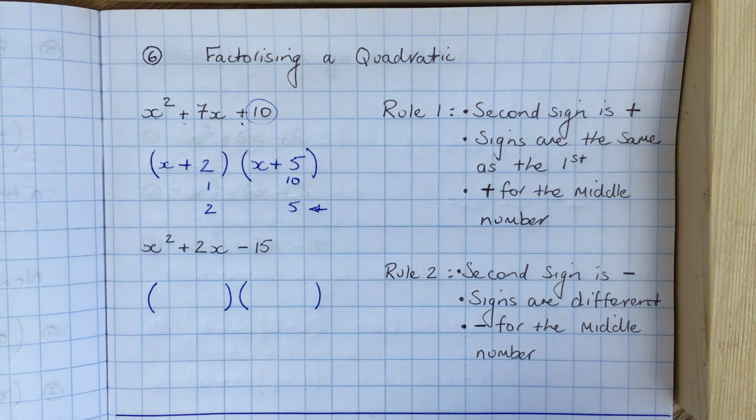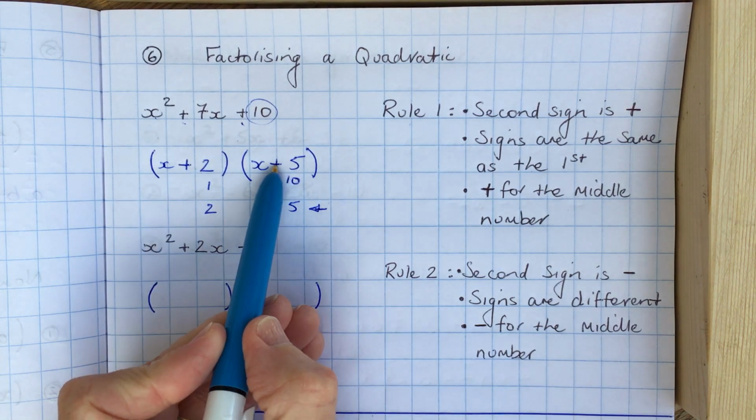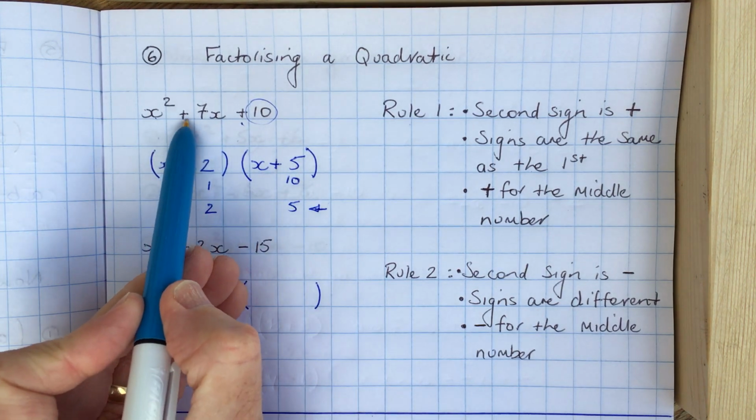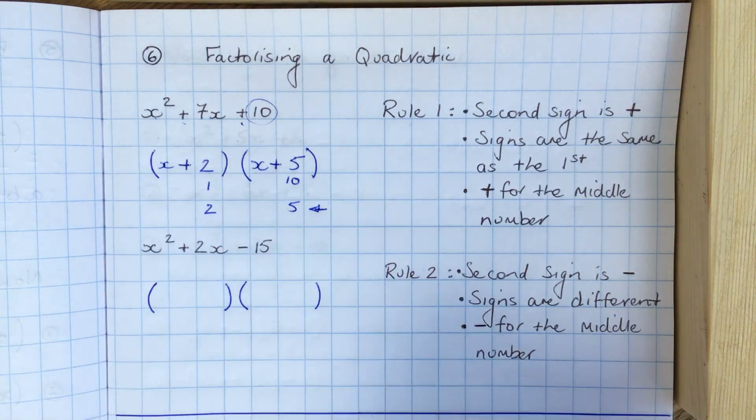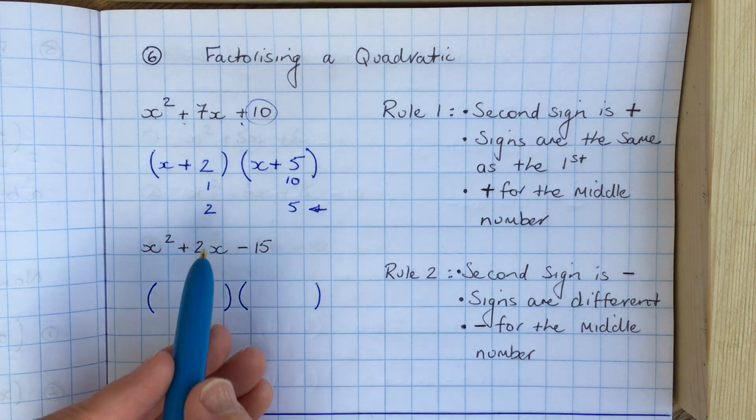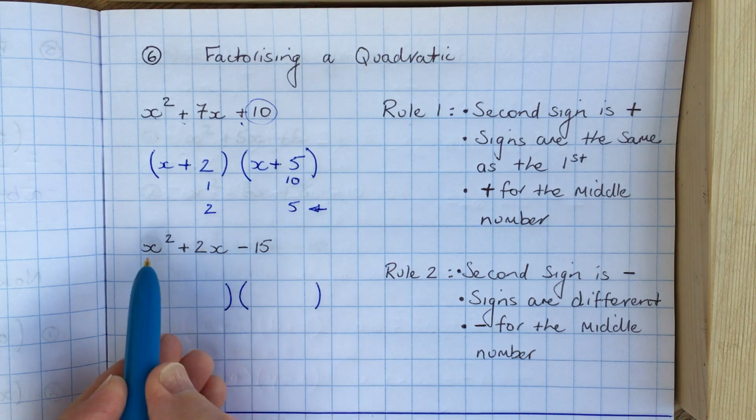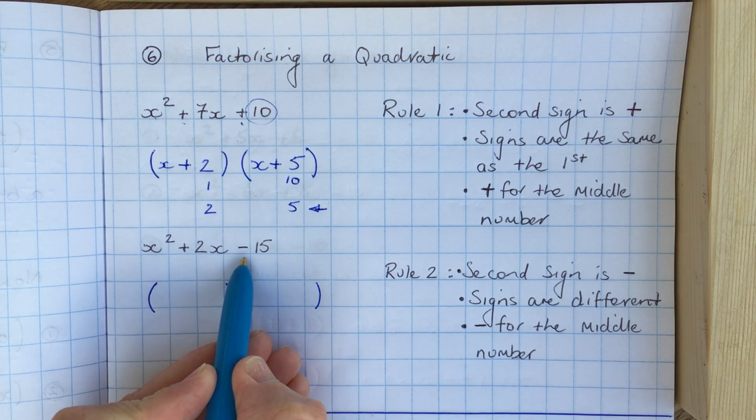And I always say to my students at this point, let's just do a last minute check. Positive 2 add 5 is positive 7, which is the middle number. So we know this is correct. Second example, here we go again, another classic quadratic, x squared plus 2x minus 15. And we're going to look at which of these two rules apply. Now the second sign in this one is take away, the first sign is add, the second sign is take away, so we're using rule 2 here.